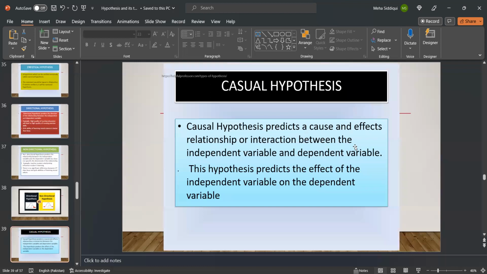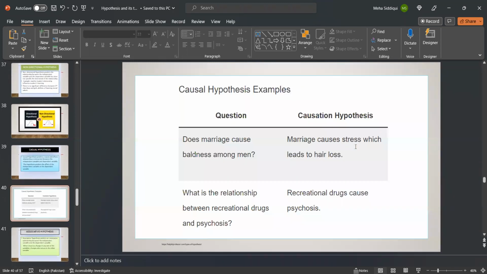Then comes causal hypothesis. It predicts a cause and effects relationship or interaction between the independent variable and dependent variable. This hypothesis predicts the effect of independent variable on the dependent variable. For example, this is the question: does marriage cause balance among women? So causation hypothesis related to this question is that marriage causes stress which leads to hair loss. So it is showing the causal hypothesis.